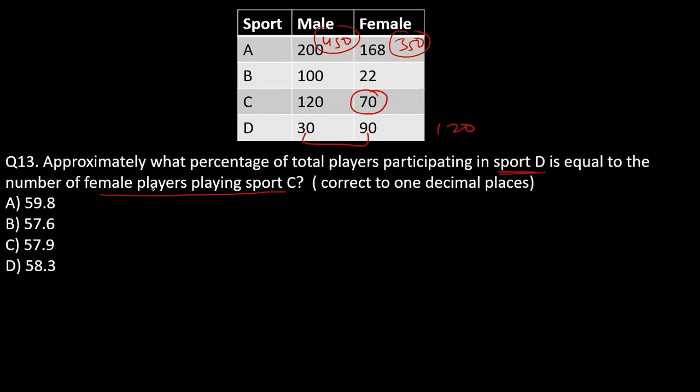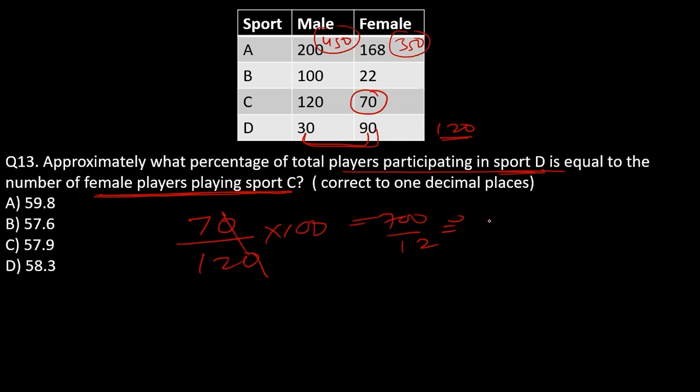So this question means the number of female players playing sport C is approximately what percent of total players playing sport D. Total players playing sport D 120, female players playing sport C 70. So you are asked to find 70 is what percent of 120. If you simplify, this is 700 by 12, which is 58.3%. That is option D.